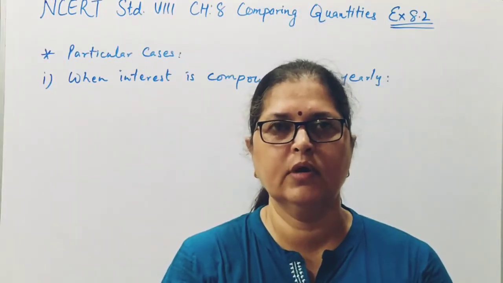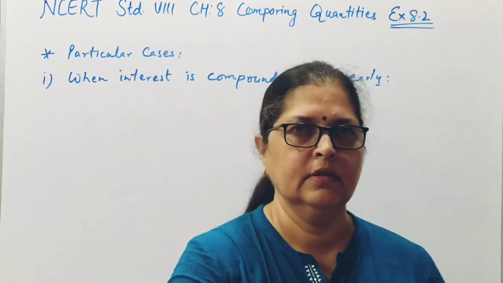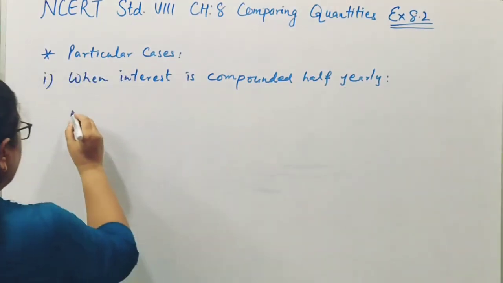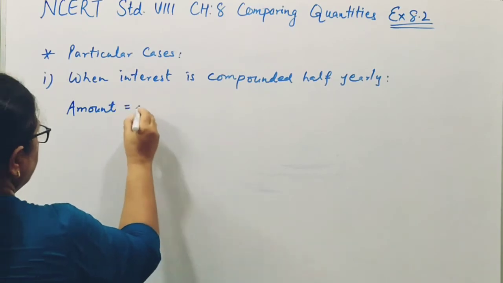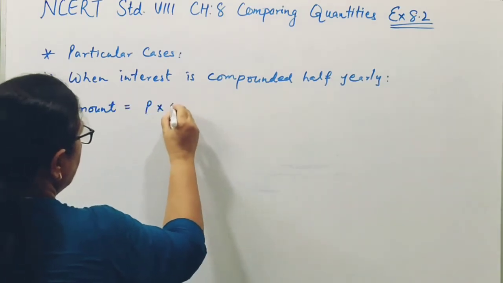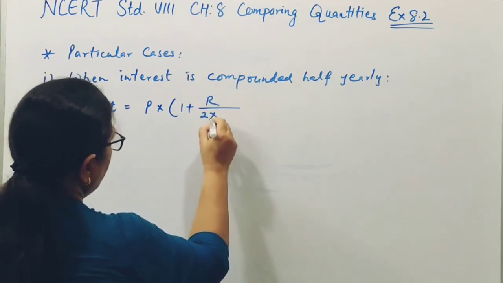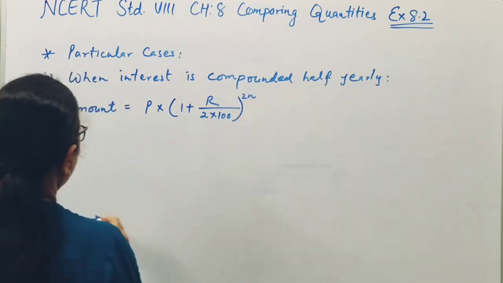Next, formulas to calculate compound interest for particular cases. Number 1, when interest is compounded half yearly, amount is given by P into (1 plus R upon 2 into 100) raised to power 2n.